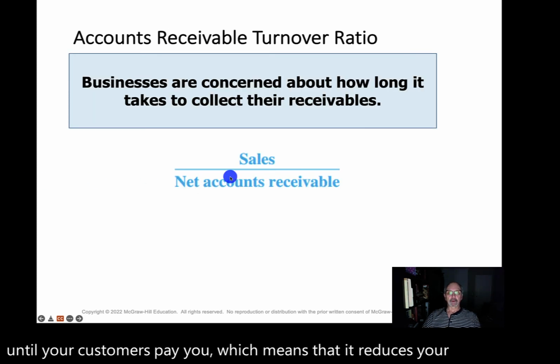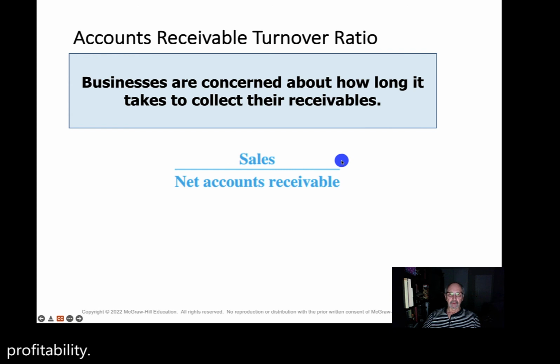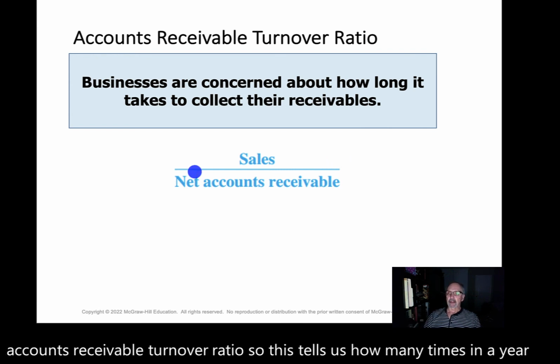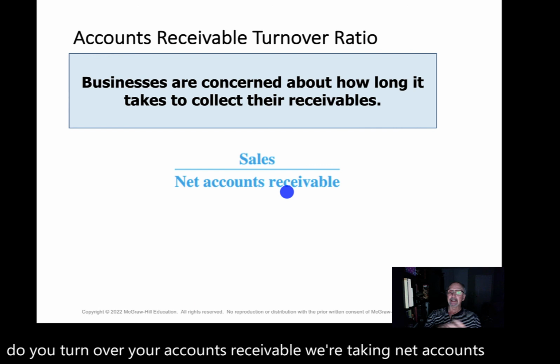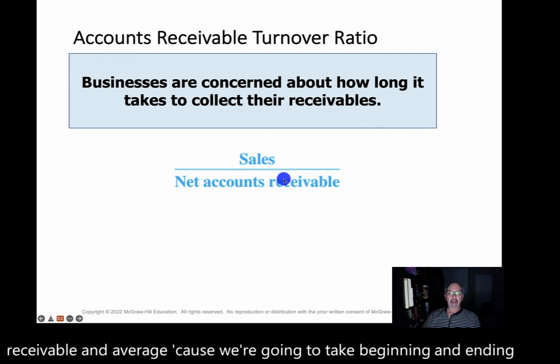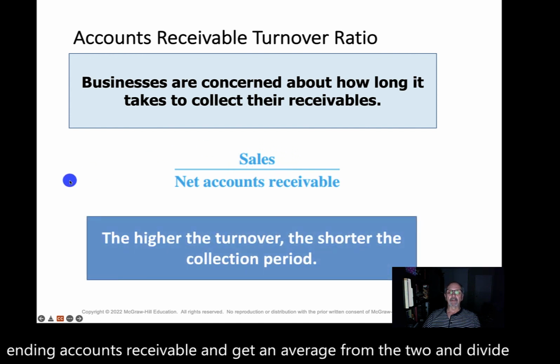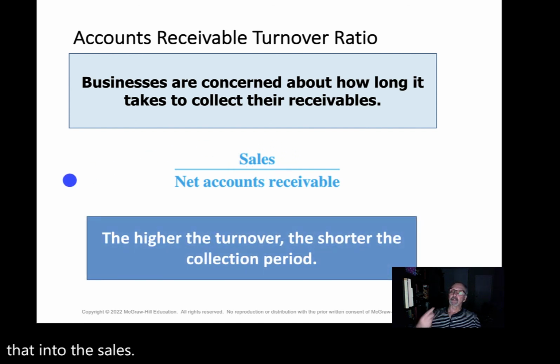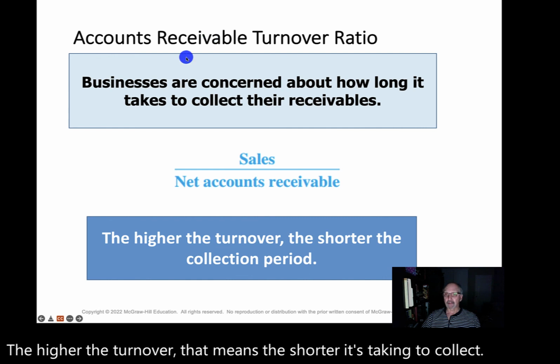Accounts receivable turnover ratio. So this tells us how many times in a year do you turn over your accounts receivable. We're taking net accounts receivable, an average, because we're going to take beginning and ending accounts receivable and get an average from the two, and divide that into the sales. The higher the turnover, that means the shorter it's taking to collect. So you're turning over your receivables faster.